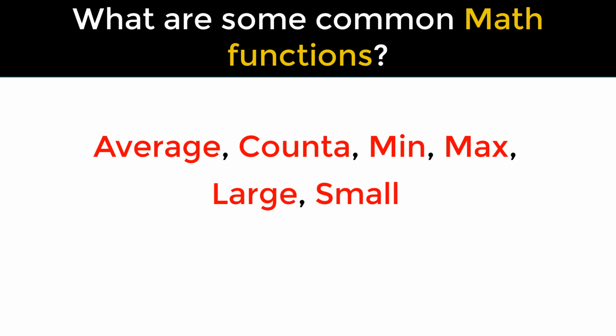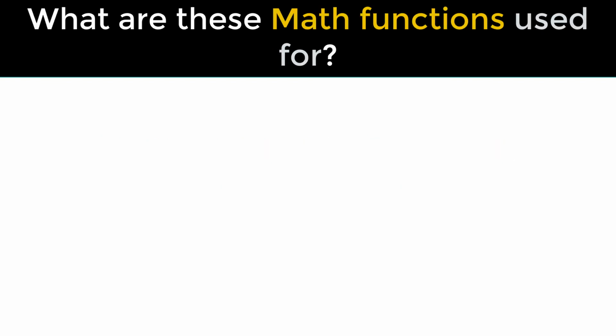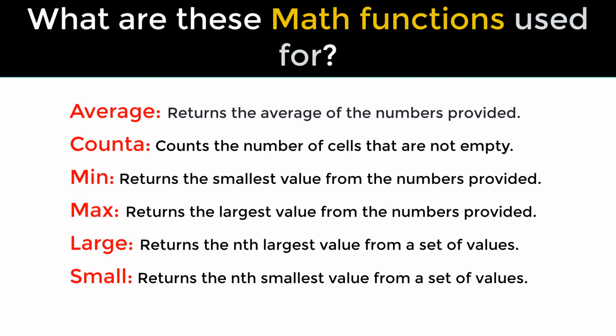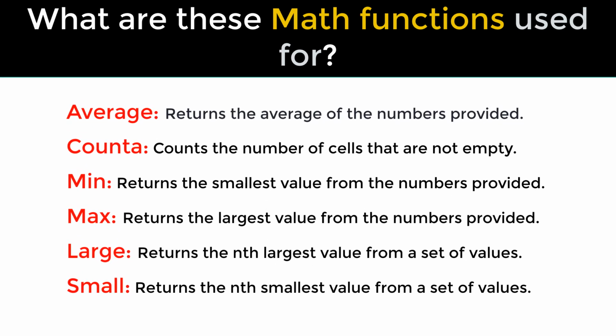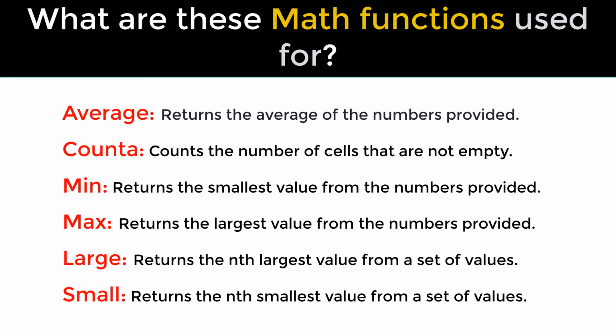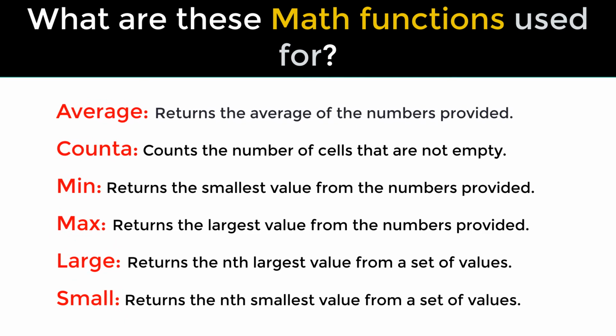Now, what are these functions used for? The average function returns the average of a list of numbers provided. The count A function counts the number of cells that are not empty. The min function returns the smallest value from the numbers provided, while the max function returns the largest value from the numbers provided. The large function returns the nth largest value from a set of values, while the small function returns the nth smallest value from a set of values.